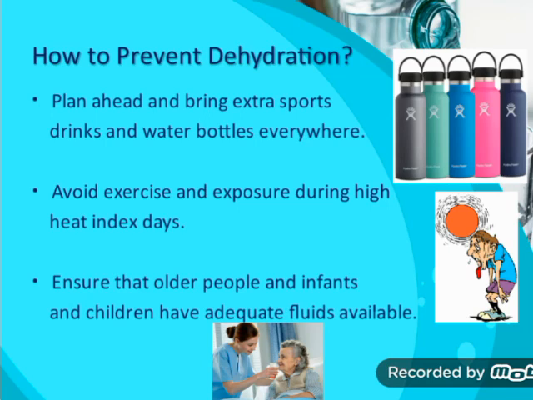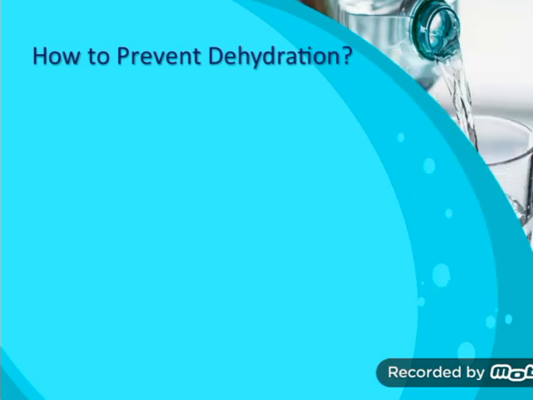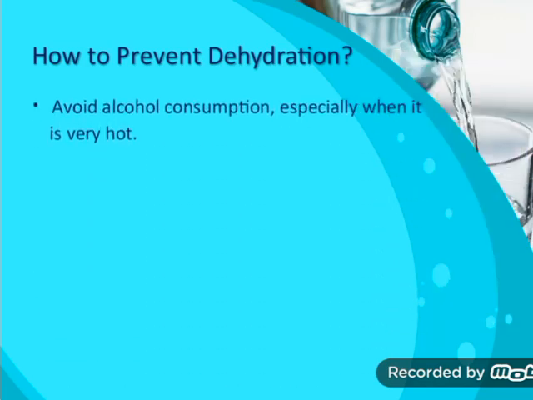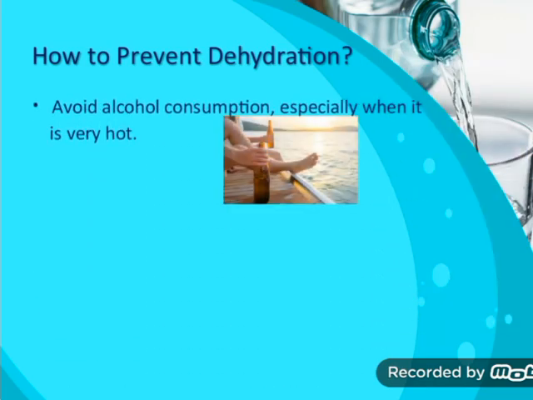Ensure that older people and infants and children have adequate drinking water and fluids containing electrolytes available, and assist them as necessary. Provide any incapacitated or impaired individuals with adequate fluids and encourage them to drink. Avoid alcohol consumption, especially when it is very hot, because alcohol increases water loss and impairs a person's ability to sense early signs associated with dehydration.